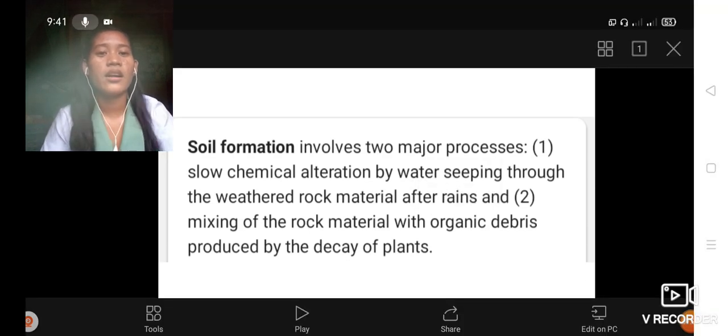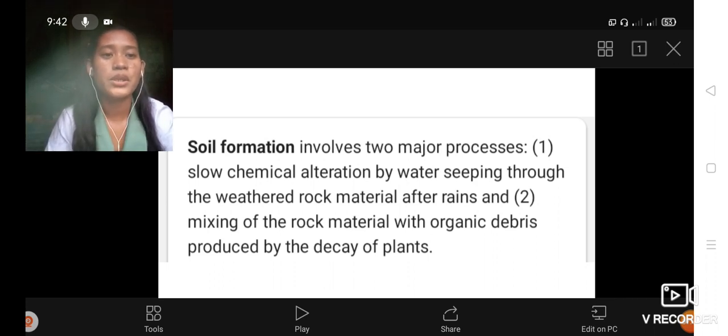And there are two major processes for soil formation. First, slow chemical alteration by water seeping through the weathered rock material after rains. And second, mixing of the rock material with organic debris produced by the decay of plants.